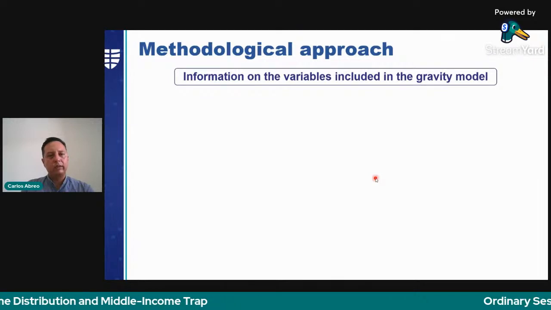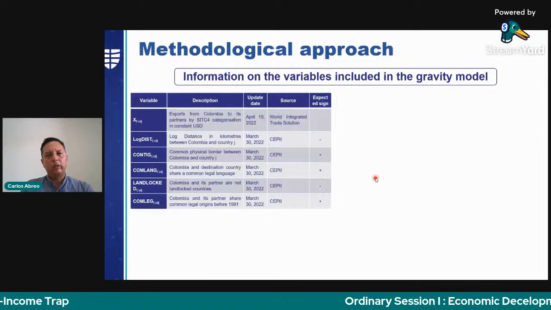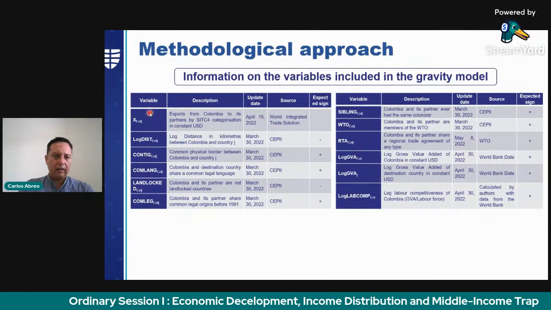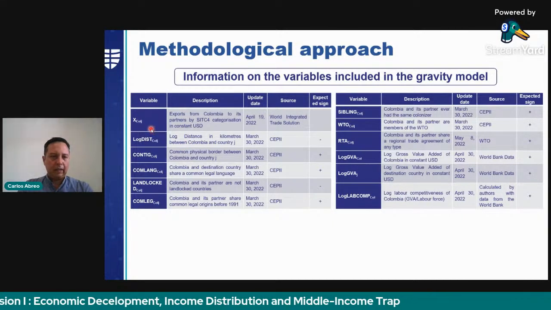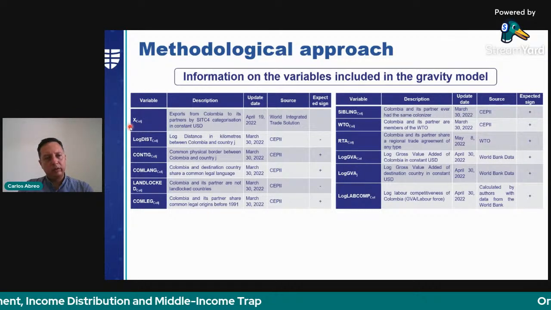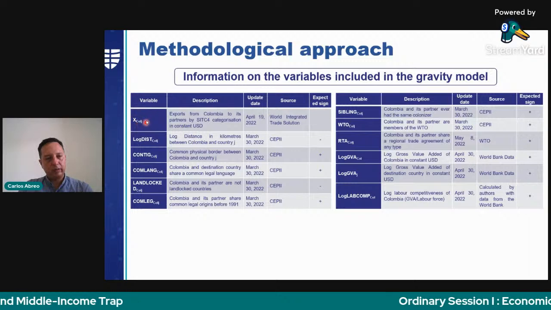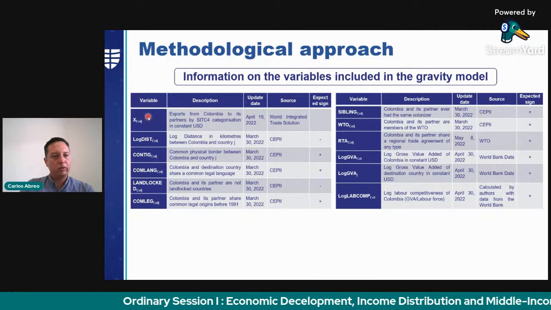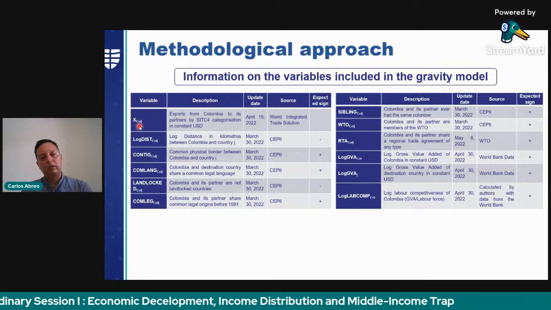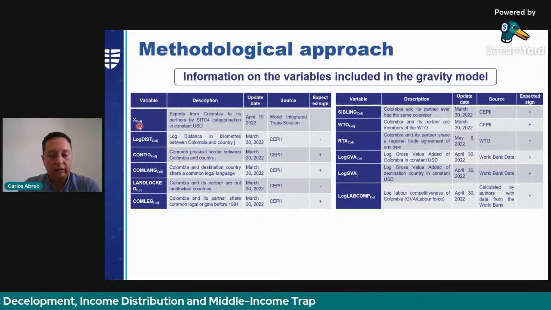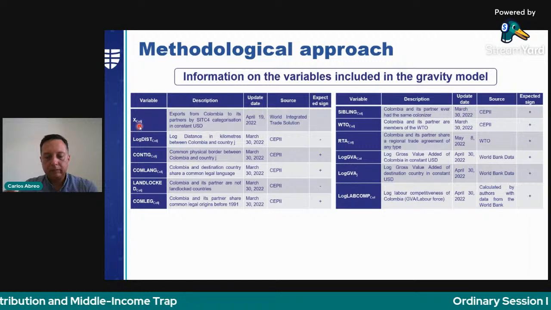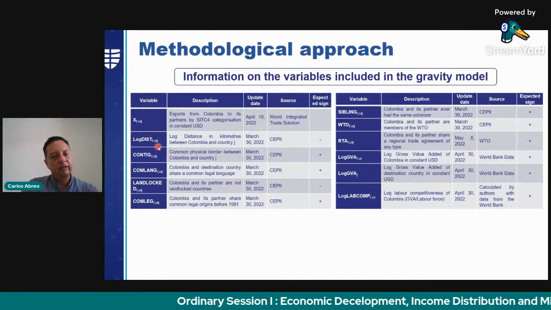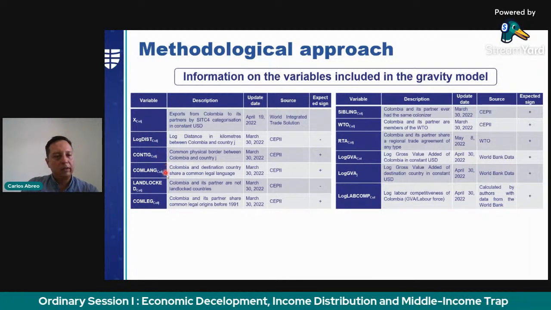Okay, here you can see some information about the variables that we include in our study, where we can see Colombian exports by SITC categorizations. Then we use 10 groups of exports, and we estimate the determinants of the Colombian exports individually by groups.